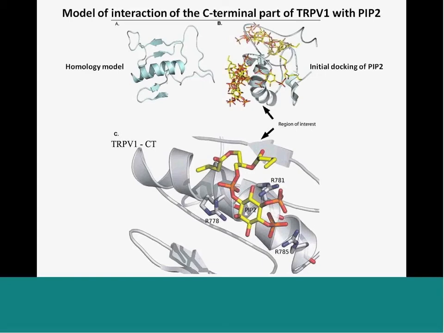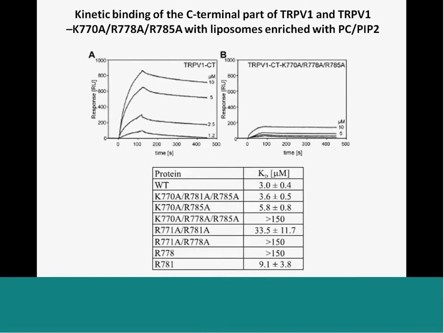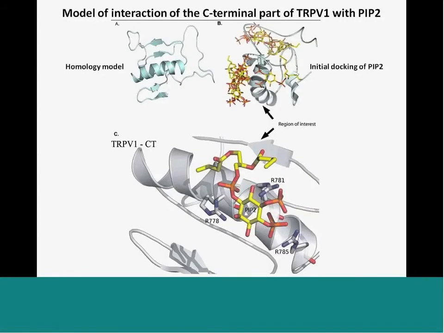And from this we can see that the arginine 778 is the most important residue for the binding of PIP2, for the recognition of PIP2 in these docking sites.